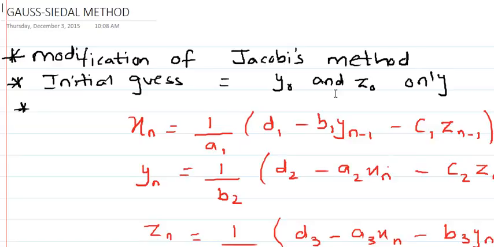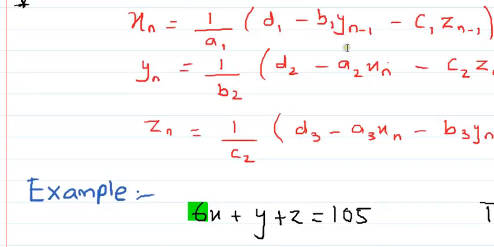We have two steps. First, we put y equals z equals 0. Let's see the general equation. For x, y and z: x_n equals 1 over a1 times (d1 minus b1 y_(n-1) minus c1 z_(n-1)), and y_n equals 1 over b2 times (d2 minus a2 x_n minus c2 z_(n-1)), and z_n equals 1 over c3 times (d3 minus a3 x_n minus b3 y_n).